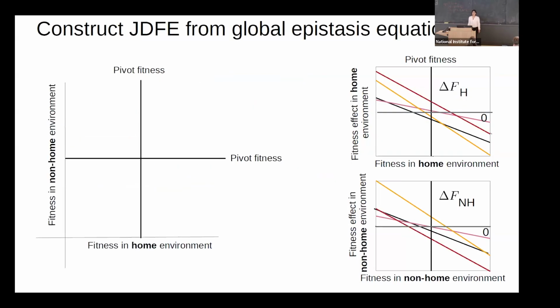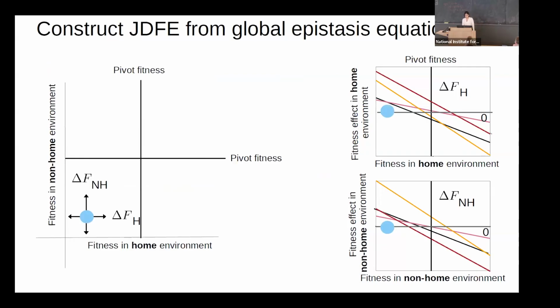Okay, so now we are ready to construct the joint distribution of fitness effects from the global epistasis equation that we already saw. Now we are back to our old plot, where we have the fitness in the non-home environment as a function of the fitness in the home environment, right? So these are the x-axes here. And I also indicate this point here, the pivot fitness in the home and non-home environment on this 2D plot. And so we can start constructing these joint distributions of fitness effects.